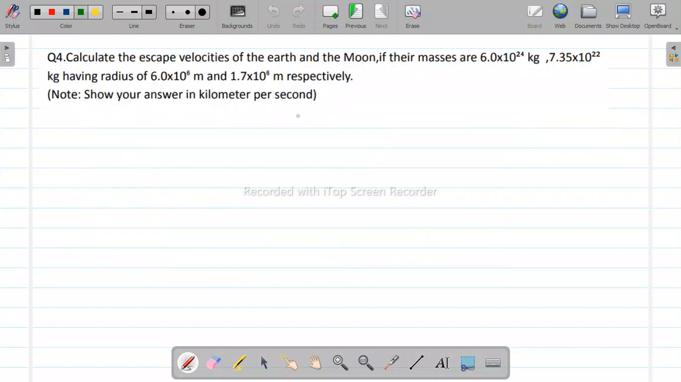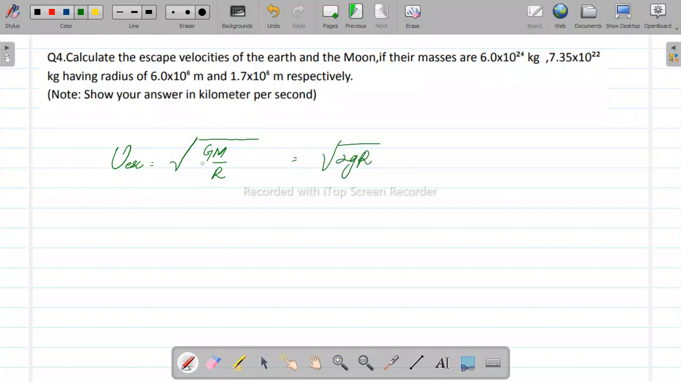Then calculate the escape velocities of the Earth and the Moon if their masses are this and this respectively, and their radii are this and this. How do we calculate escape velocity? At what speed do you have to throw a satellite or any object to free it from the Earth's gravitational field, right? We have two equations for escape velocity. It is under root 2GM over R and the other one is under root 2gR, where these two g's are different.